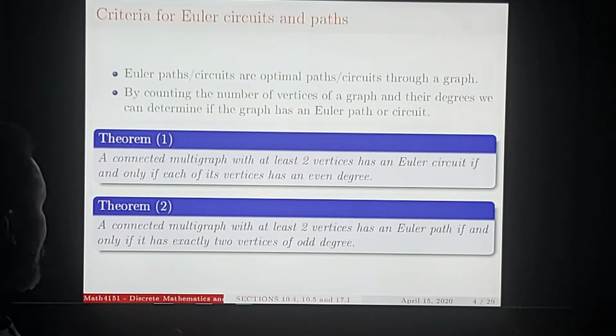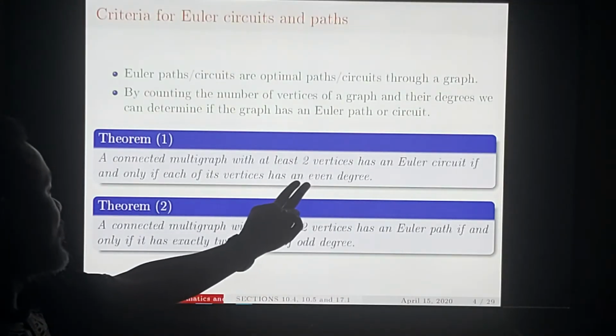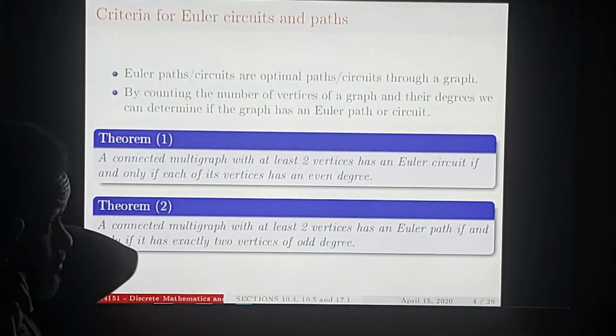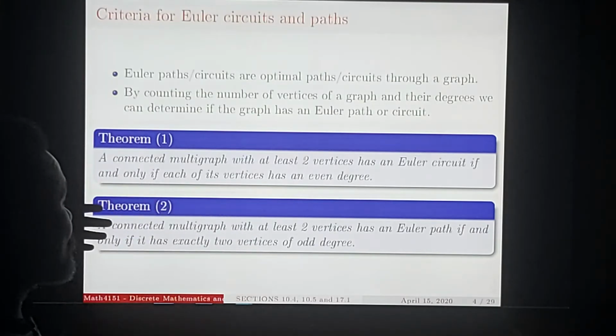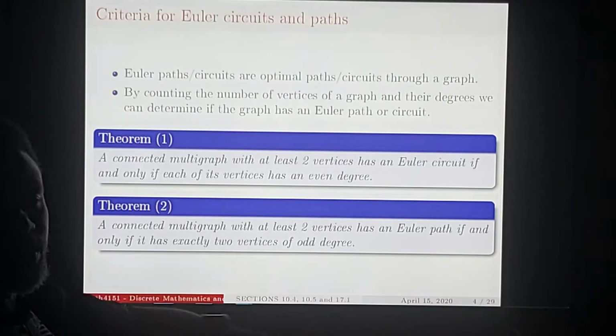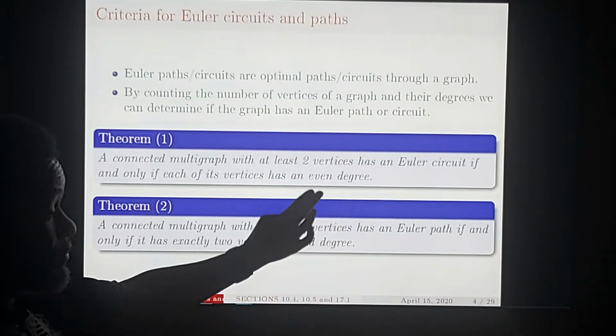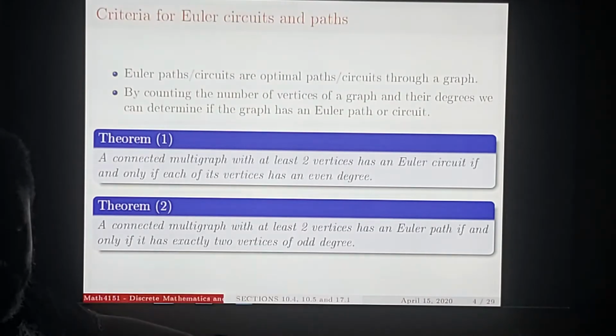One, a connected multigraph with at least two vertices has an Euler circuit if and only if each of its vertices has an even degree. So basically for a circuit, you need at least two vertices and all the vertices have even degree. Even degree means 2, 4, 6, 8, and so on. And then theorem number 2, this one is for a path. A connected multigraph with at least two vertices has an Euler path if and only if it has exactly two vertices of odd degree. So you need even degree for all of them for a circuit, and for a path you need two vertices of odd degree.